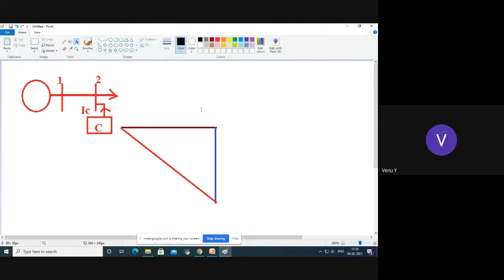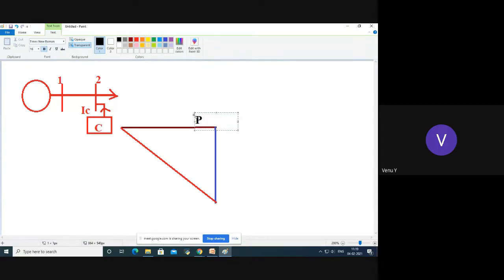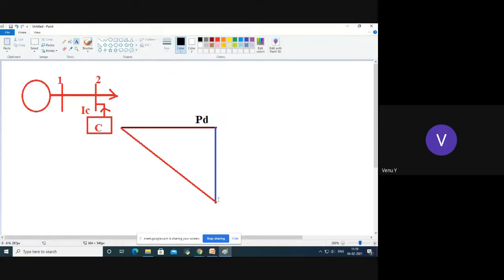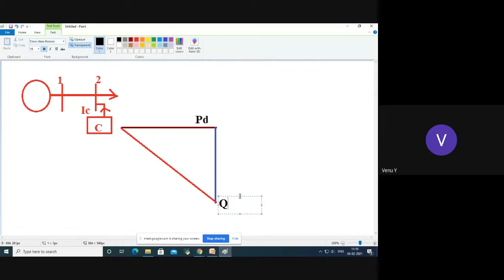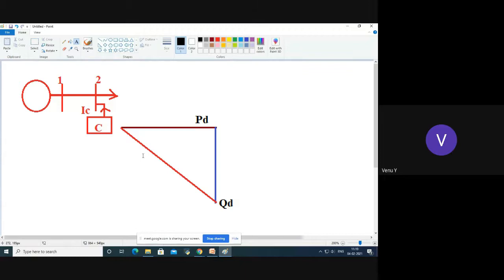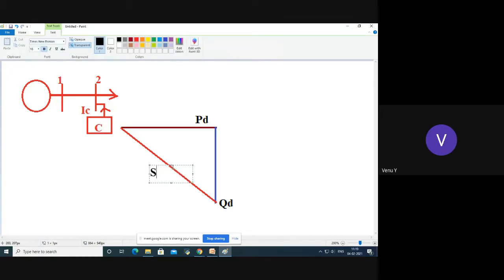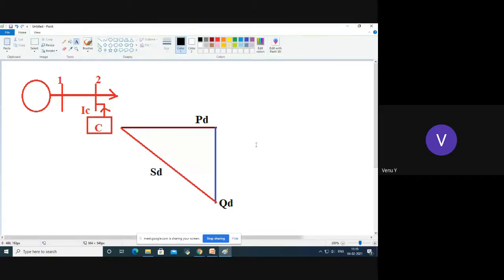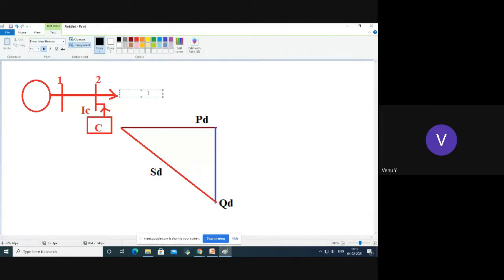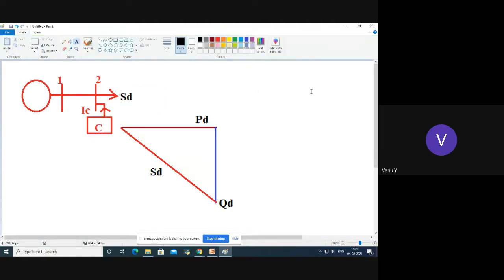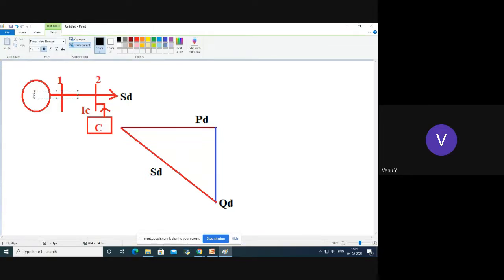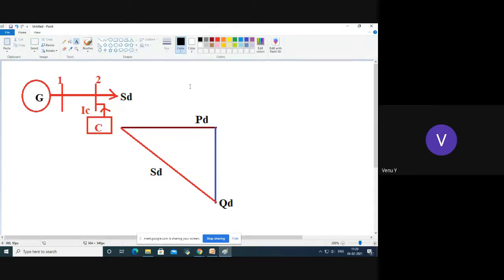So this is the active power demand PD, and reactive power demand QD, and KVA demand SD is the demand of your load. SD is the load demand, right? This is the generator. This G is the generated power. Generator supplies the power.